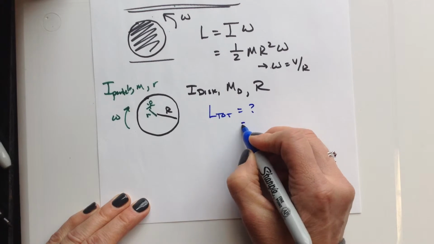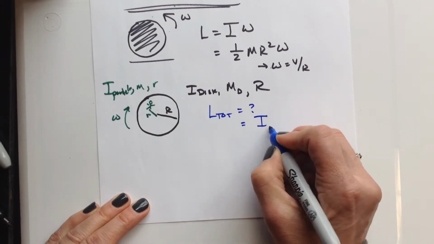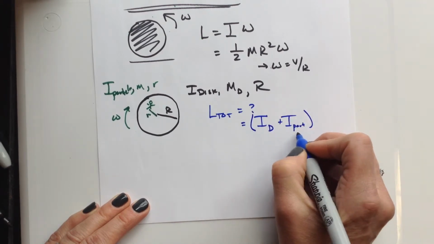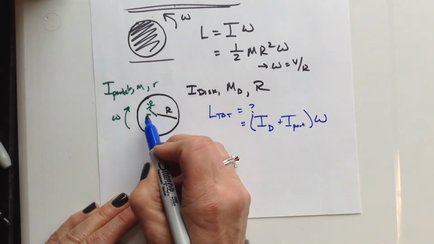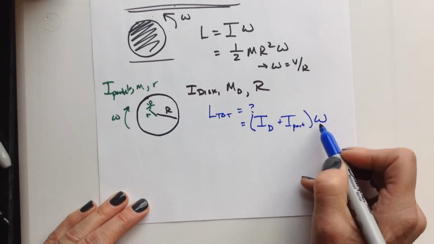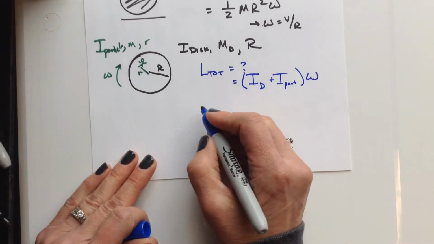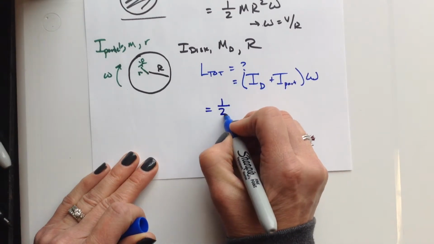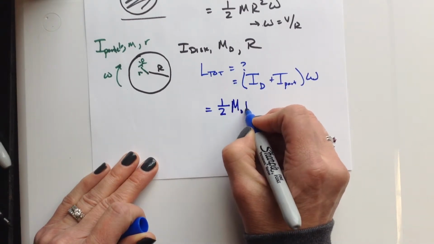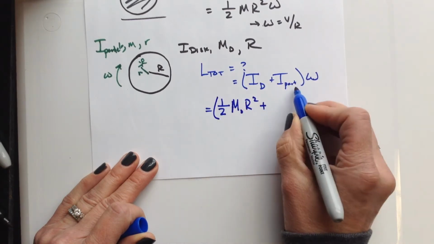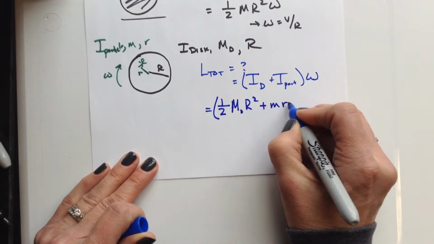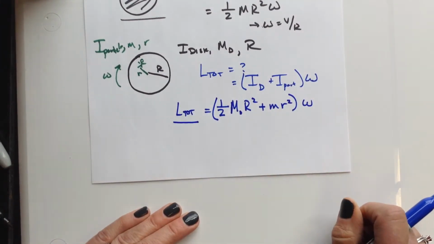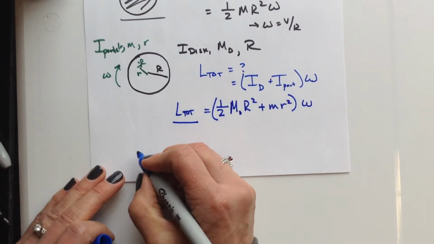Well, the total angular momentum is just going to be the rotational inertia of the disk plus the rotational inertia of the particle. That will give us our total rotational inertia times the angular velocity of the system. In this case, both things are moving with the same angular velocity, so that part can get factored out. The disk will be 1/2 mass of the disk times its radius squared, plus the rotational inertia of the particle, which will be little m times little r squared, times omega, and we can solve for the total angular momentum of something that's rotating.